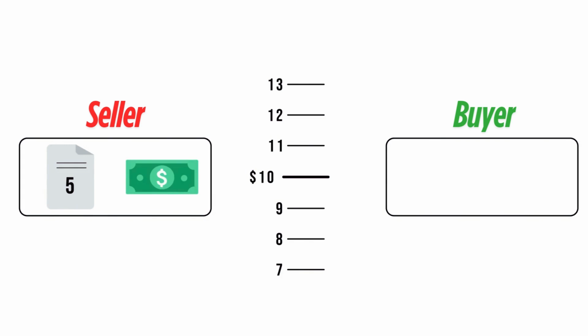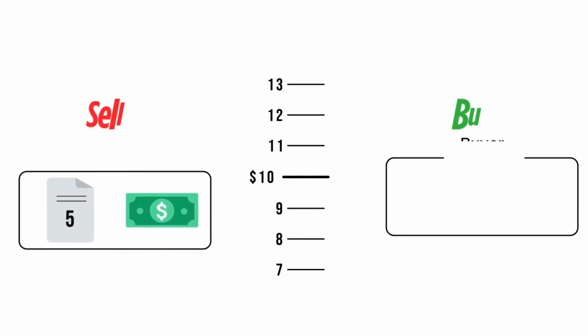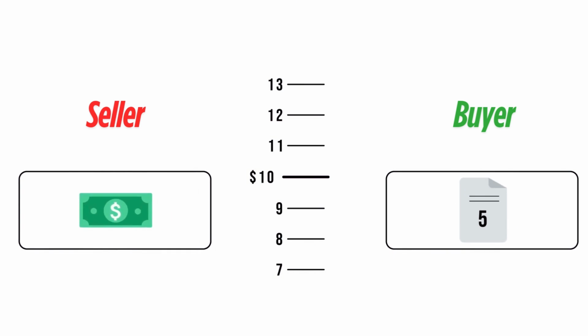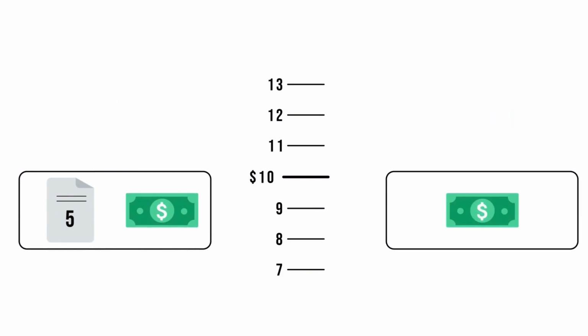For the transaction to take place, the seller must lower the price until a new buyer is found who is willing to purchase the remaining shares, for example, at $9. Thus, the market price is not just a fixed number, but rather a dynamic indicator that is formed in real time through the interaction of supply and demand.